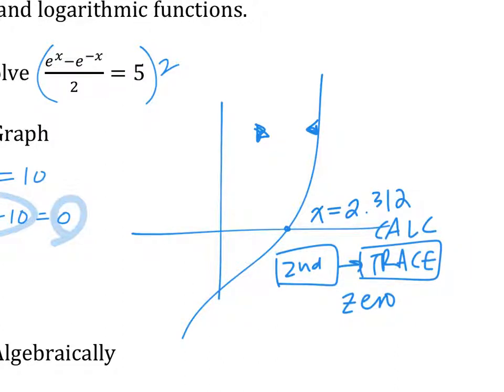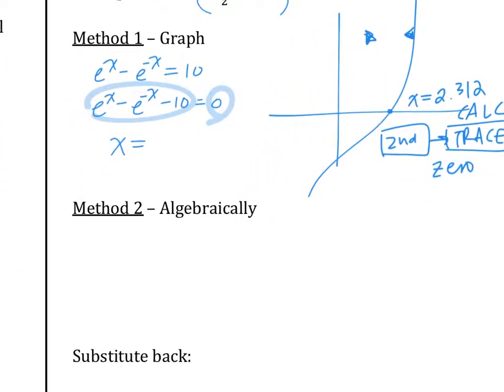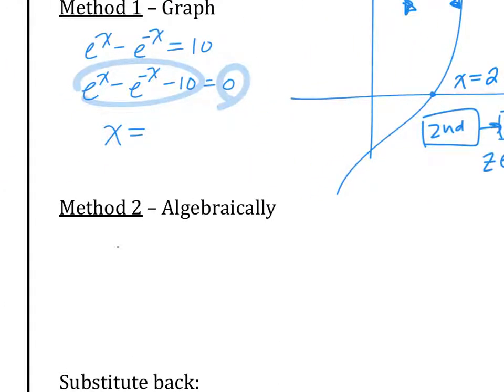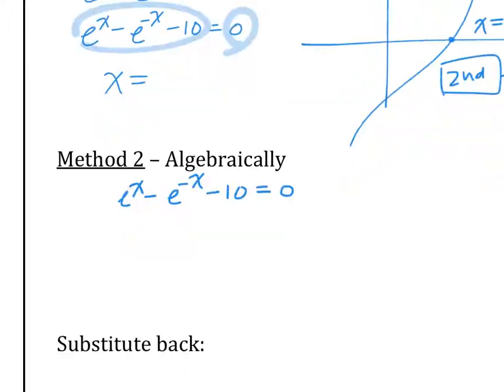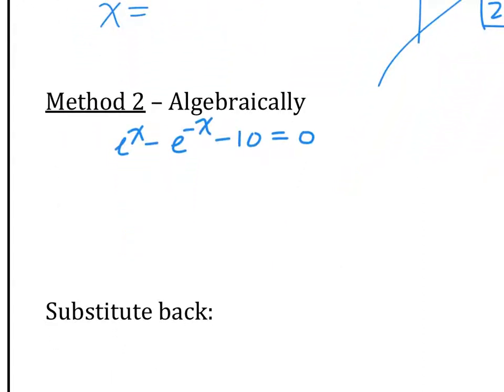Now we're going to solve this algebraically. We better get the same answer. Okay, we're here. e to the x minus e to the negative x minus 10 equals 0. How do we solve this? It's a little hard. Yes, but natural log is not a distributive property. We can't distribute. We can only distribute things that are linear.